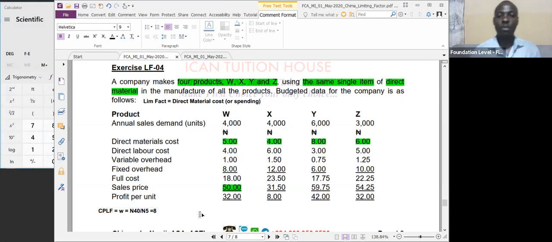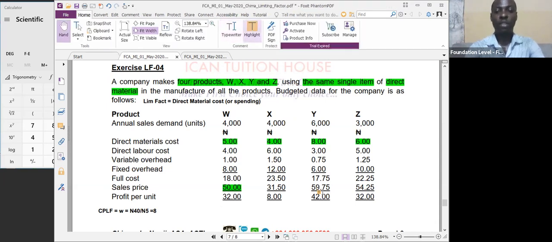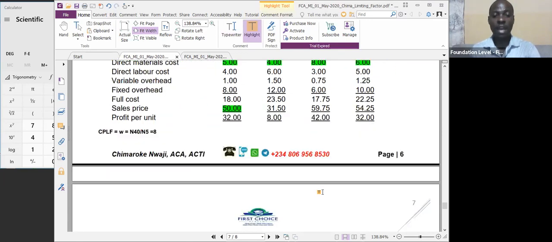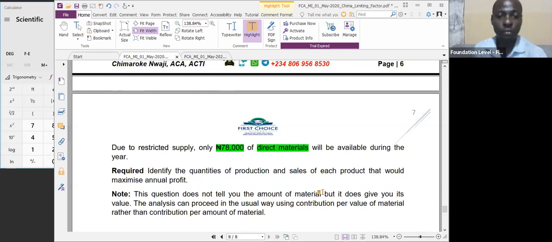So that is how you do it for all the others. You look for your contribution and you divide it by the limiting factor. After doing all that, you will now rank. You check which of them is highest, and you rank it as 1, and you rank all the others. Then you carry out your production plan, just as we did in exercise 3, and also what we did in exercise 2. So that's how you deal with limiting factor. So let me go over now to the summary so that we can use the summary as a way of analyzing what we've done.